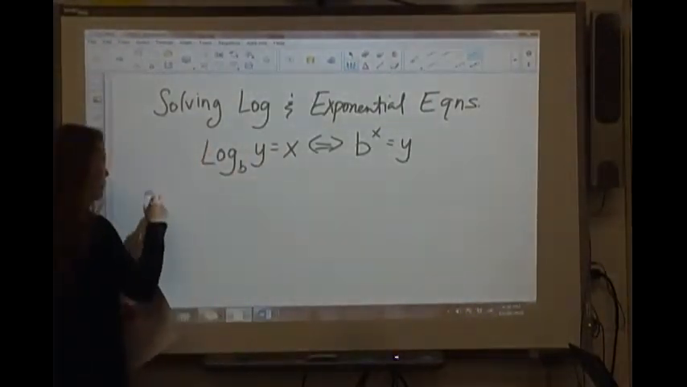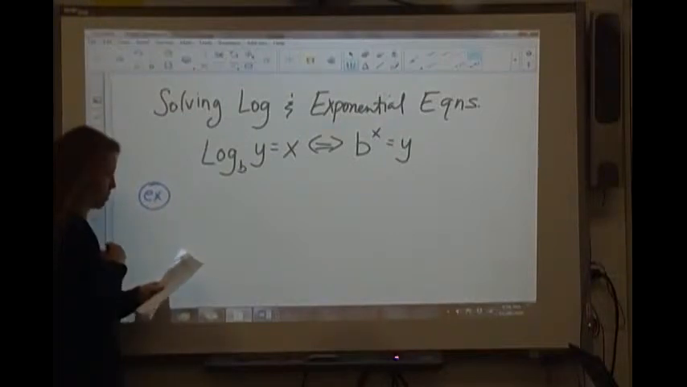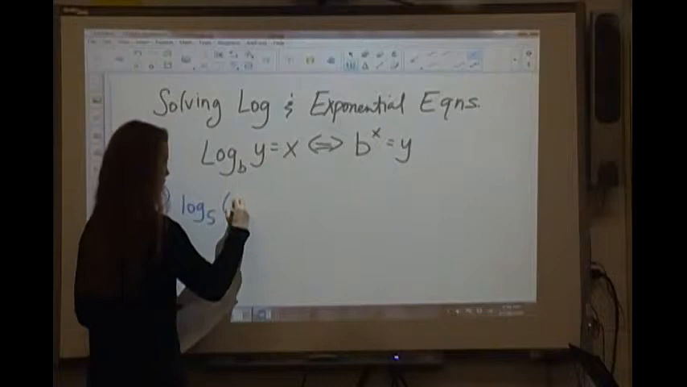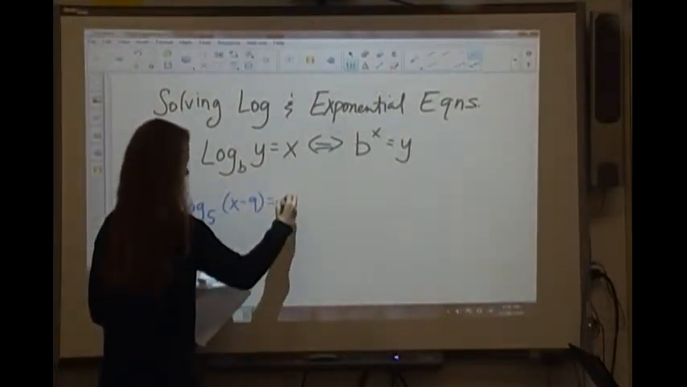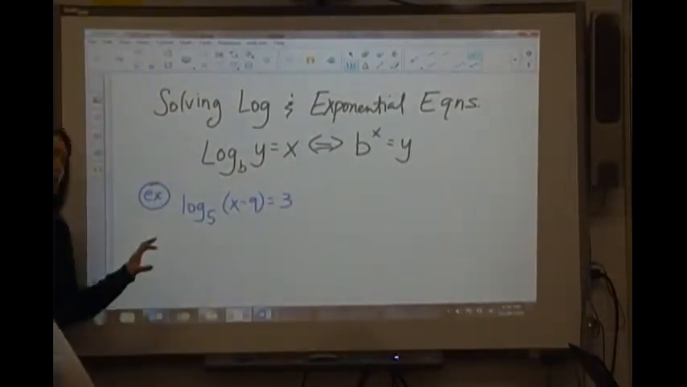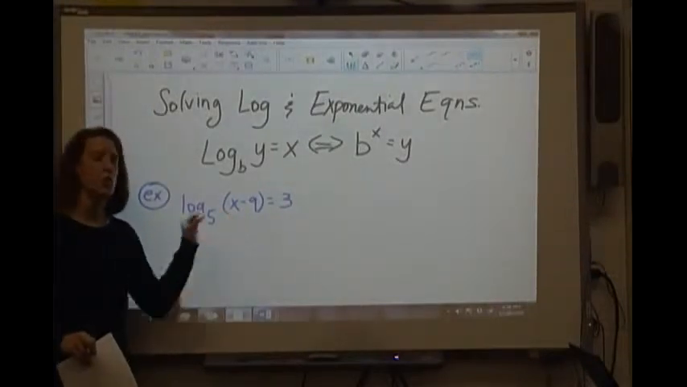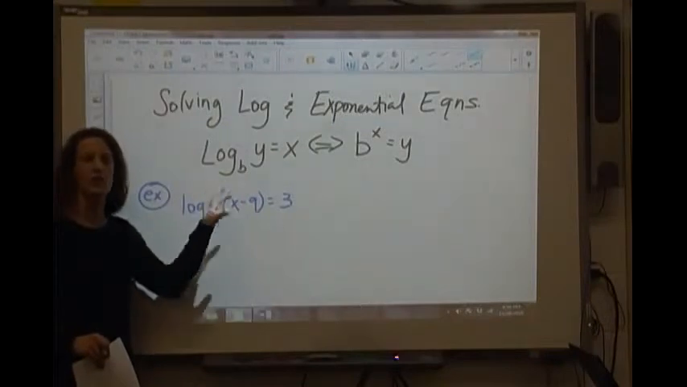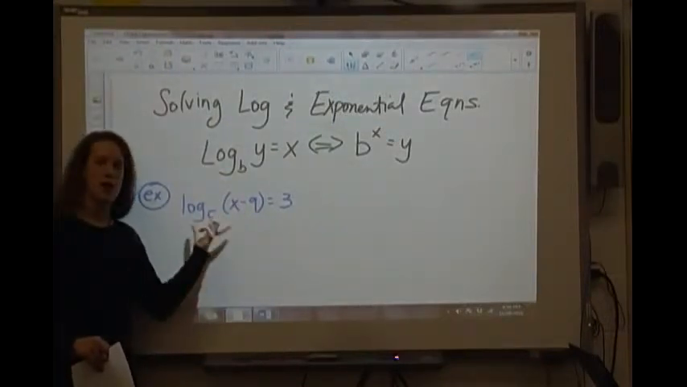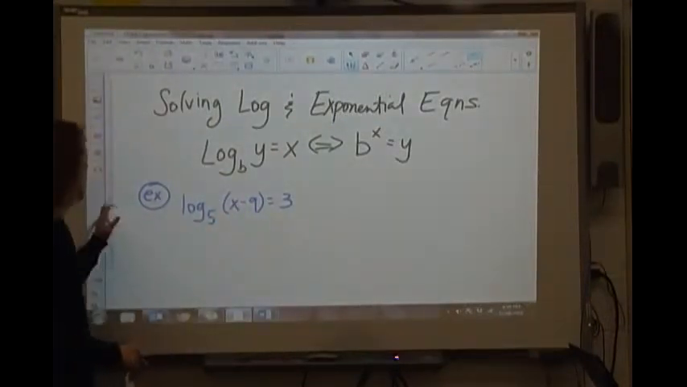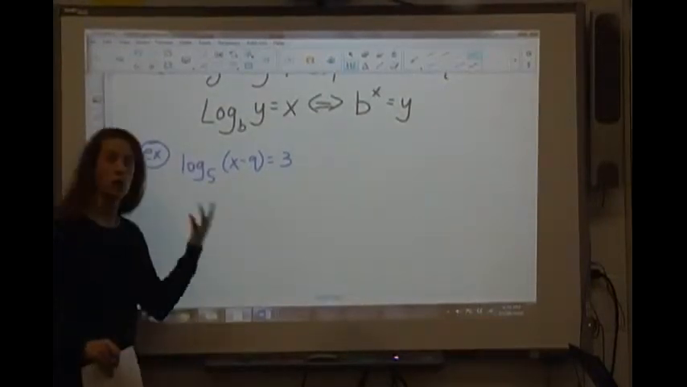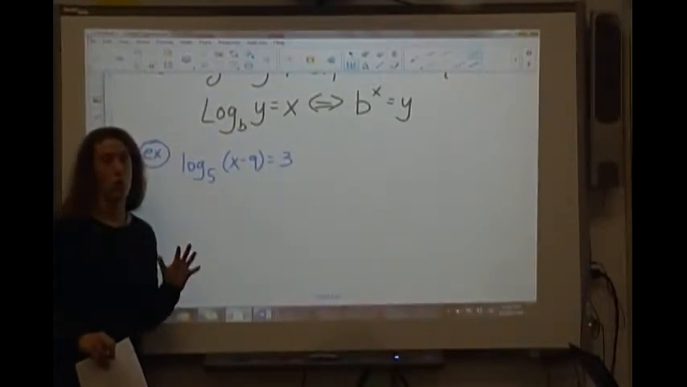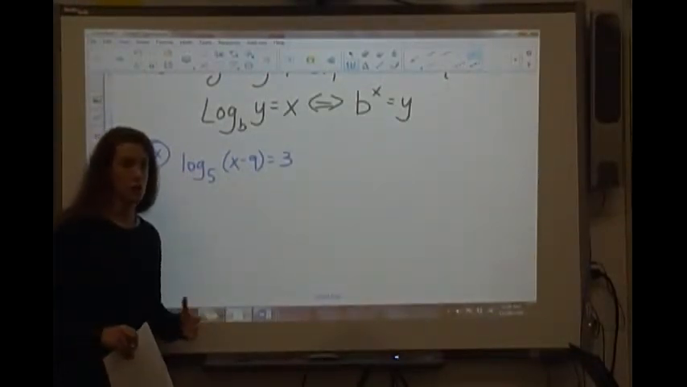So our first example is log base 5 of (x minus 9), and that's going to be equal to 3. If we're solving this, we can't do anything to get the x by itself right now. We can't just add the 9 over because it's inside the parentheses and makes this a part of our log equation. So we're going to change forms, because logs and exponentials are inverses of each other, so there's no way to solve them without doing the opposite.